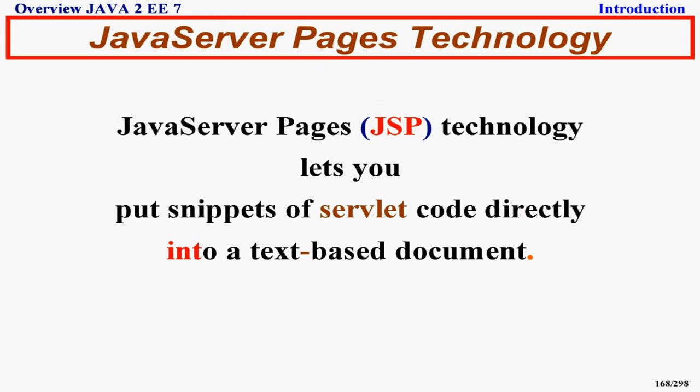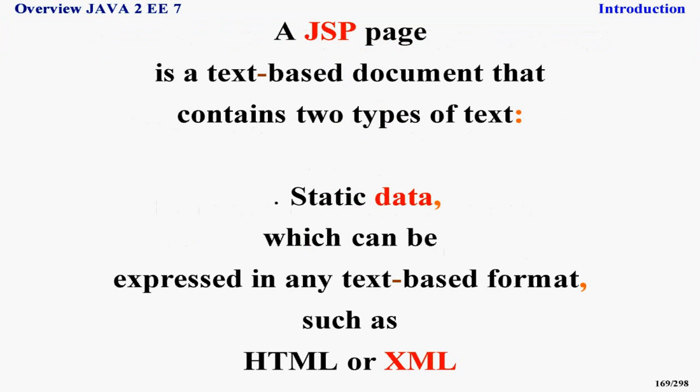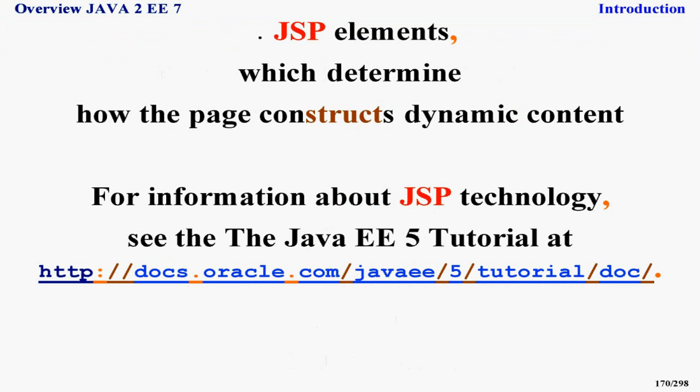Java Server Pages technology. Java Server Pages (JSP) technology lets you put snippets of servlet code directly into a text-based document. A JSP page is a text-based document that contains two types of text: static data, which can be expressed in any text-based format, such as HTML or XML, and JSP elements, which determine how the page constructs dynamic content.